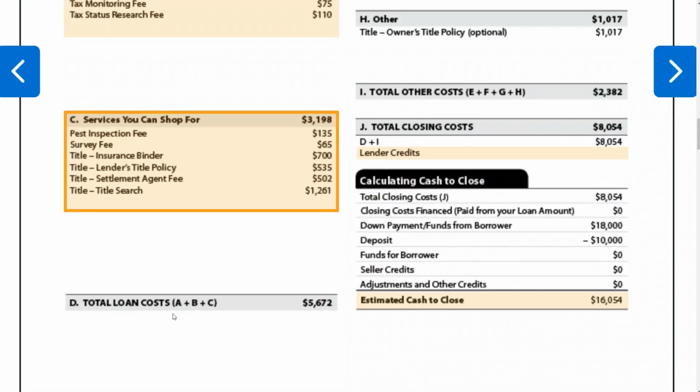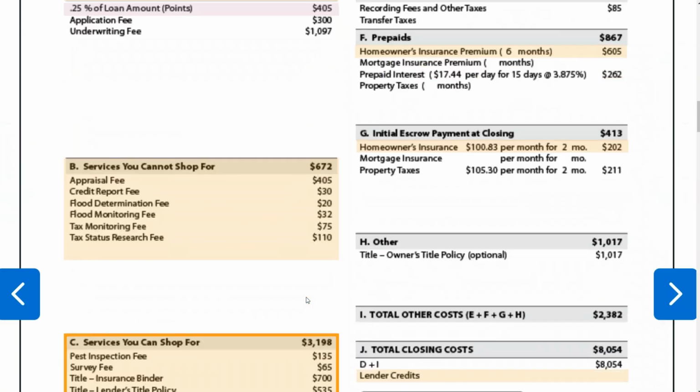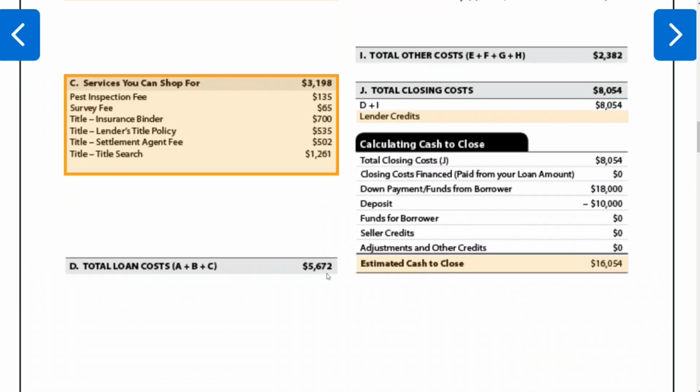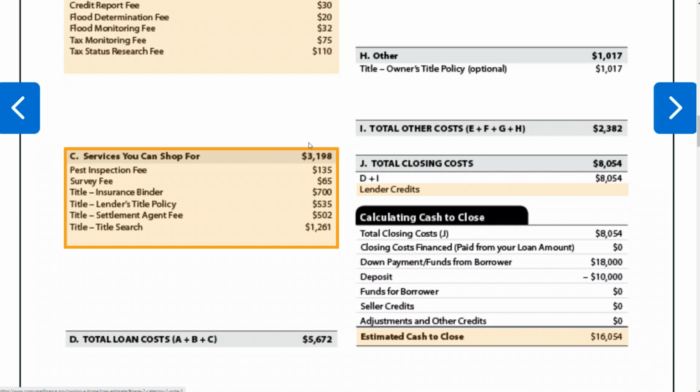And here we go, A plus B plus C equals here on line D. These are the total cost of the loan right here, the total loan cost, 5,672. Then you look over on the right side of the page in this section called lender's credits. They don't have any lender's credits here, so this total would be 5,672. Those are the total fees on this loan estimate. I think we did that in 30 seconds or something like that, whatever, less than a minute.